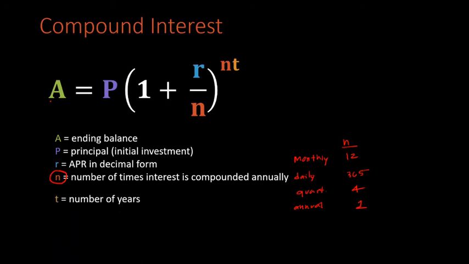And T is still time, and it's still time in years. So everything's the same. It's just, of course, the construct of the formula is different, but our only new variable is N, the number of times per year that interest is compounded. So with that, let's go ahead and move on to the next video where we'll look at a couple of examples of computing compound interest.